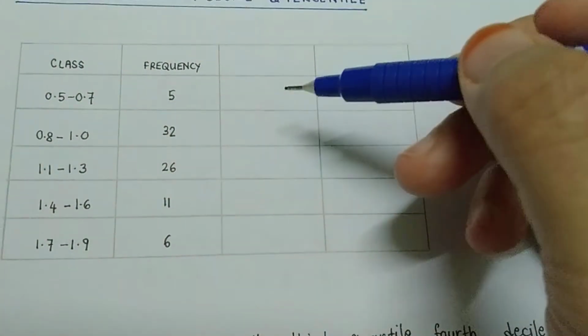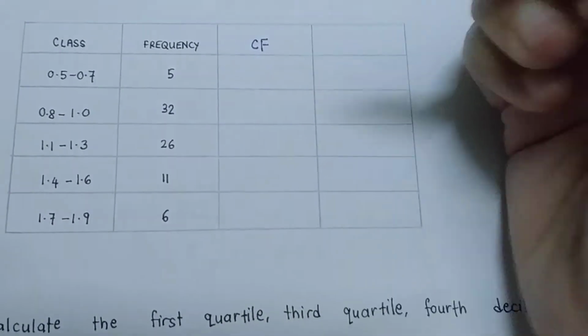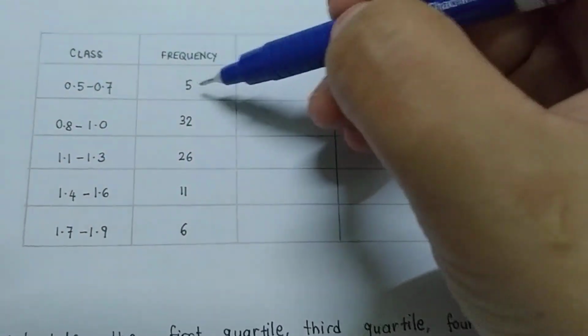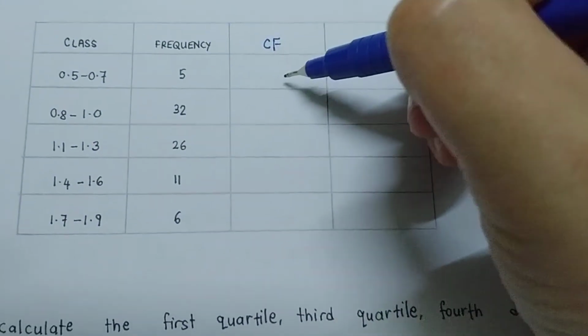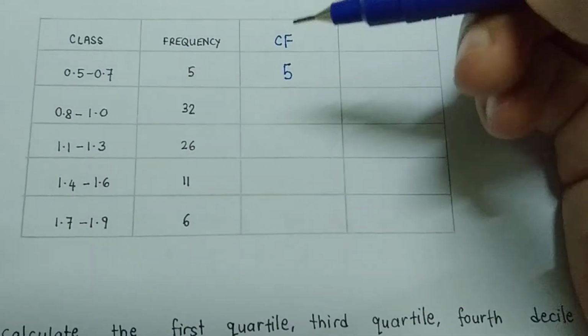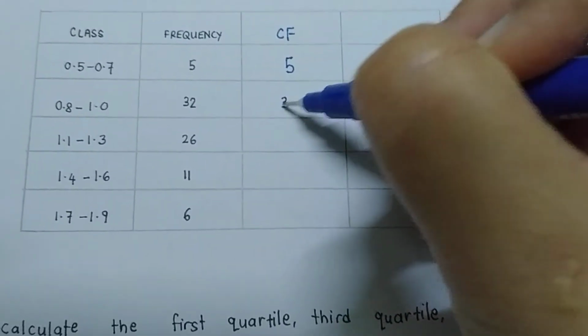The first column is for the cumulative frequency. For the first row, for the first class, the cumulative frequency is 5. And then for the second class, 5 plus 32 is 37.